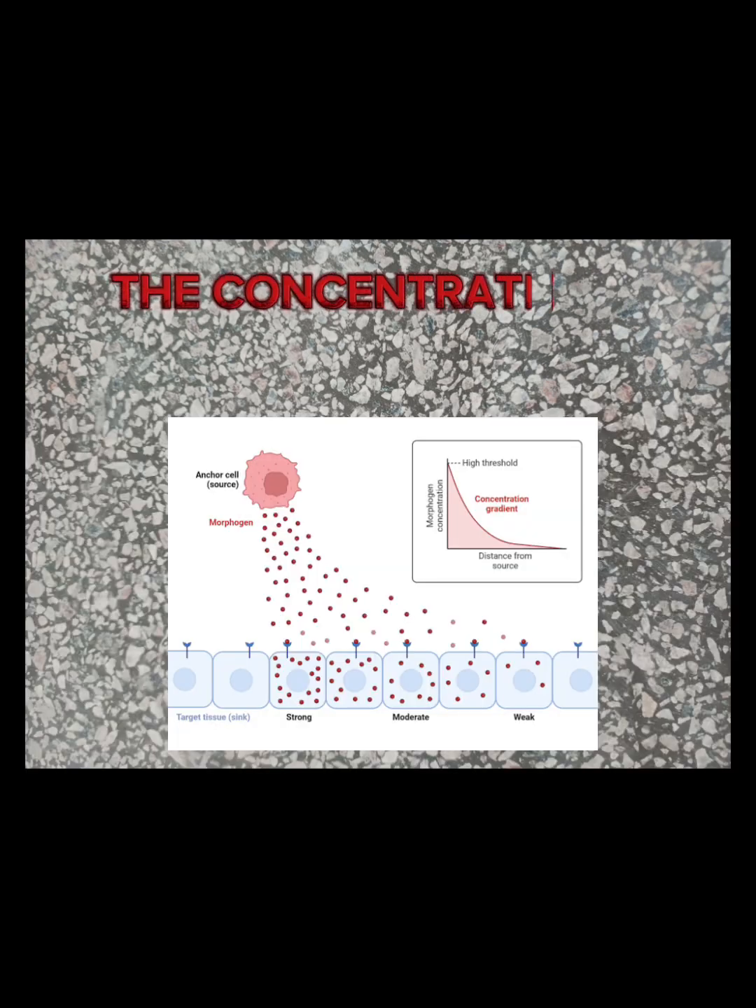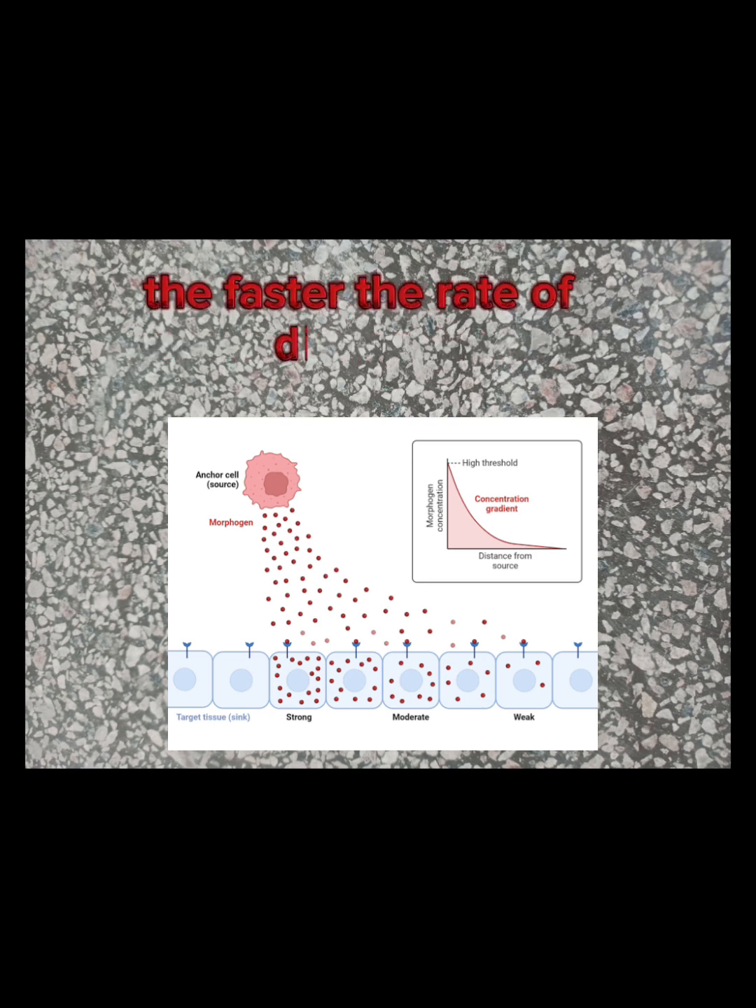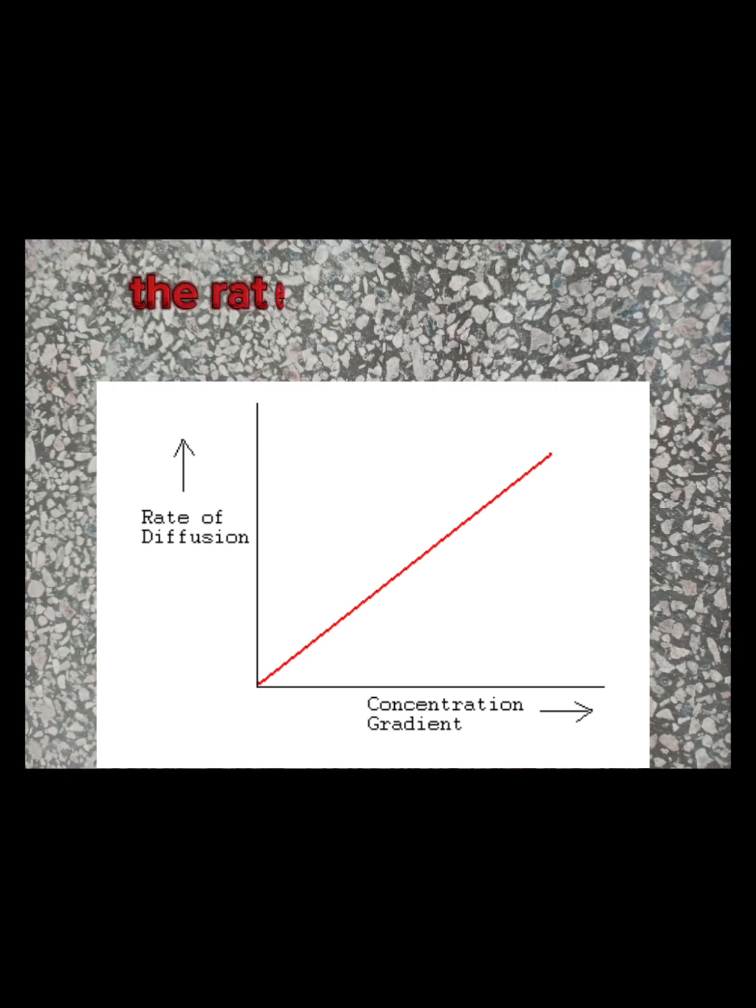Next is the concentration gradient. The higher the concentration gradient, the faster the rate of diffusion, and the lower the concentration gradient, the slower the rate of diffusion. This implies that the rate of diffusion is directly proportional to the concentration gradient.